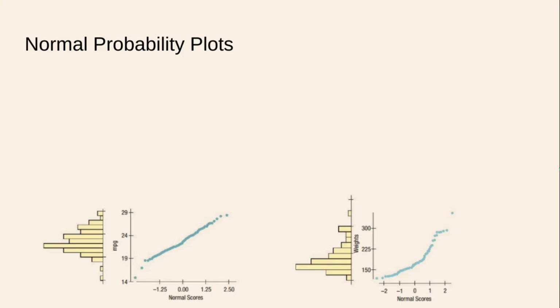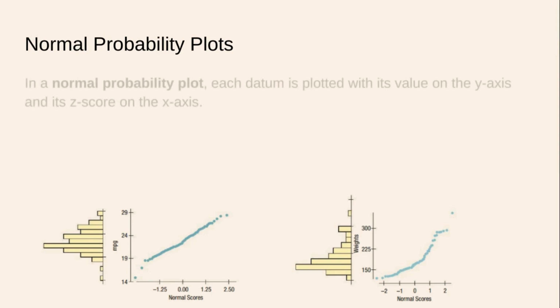The last topic in this section is going to be the normal probability plot. In a normal probability plot, each datum, that's the singular for data, is plotted with its value on the y-axis and its z-score on the x-axis.